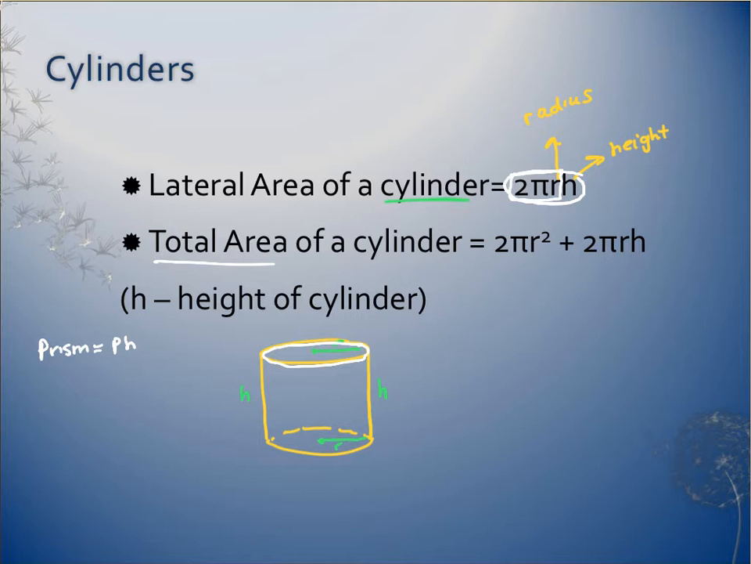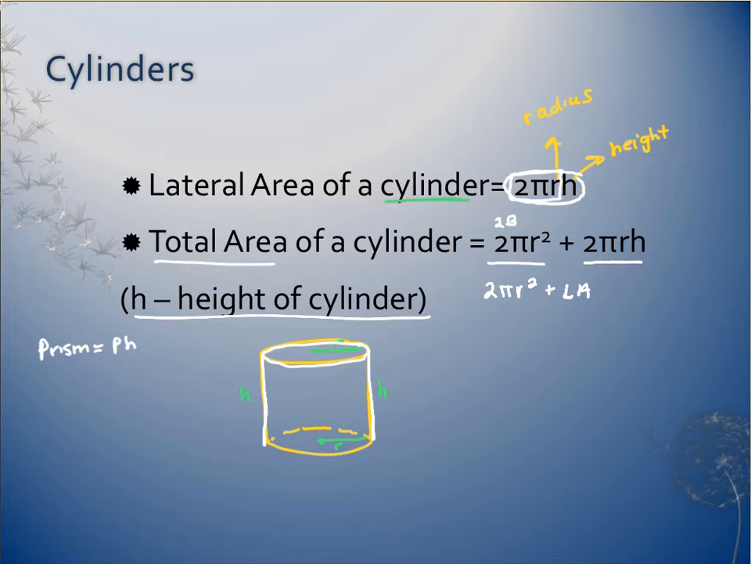Total area is 2 pi r squared, which is the same thing as 2B because there'd be two circles, plus 2 pi r h. You can also say 2 pi r squared plus, if you've already found it, the lateral area. And again, h is the height of the cylinder, so it's going to be straight up and down. On either side, those would be the same length, and that would be your height.